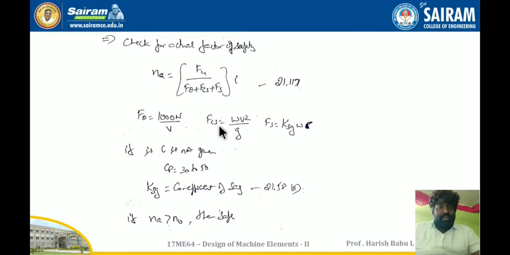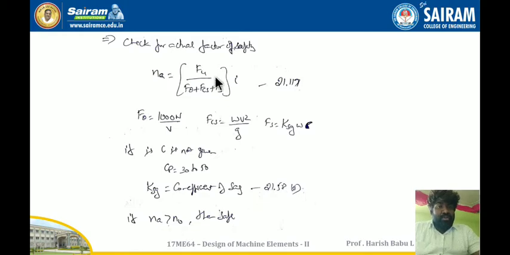FCS, that is the centrifugal tension, you can find out by W V square by G. Fs, that is the tension due to the sag in the chain, is KSG W into C. If C is not given, you can assume CP in terms of pitch, CP is equal to 30P to 50P. So KSG, the coefficient of sag, can be taken from table 21.58.